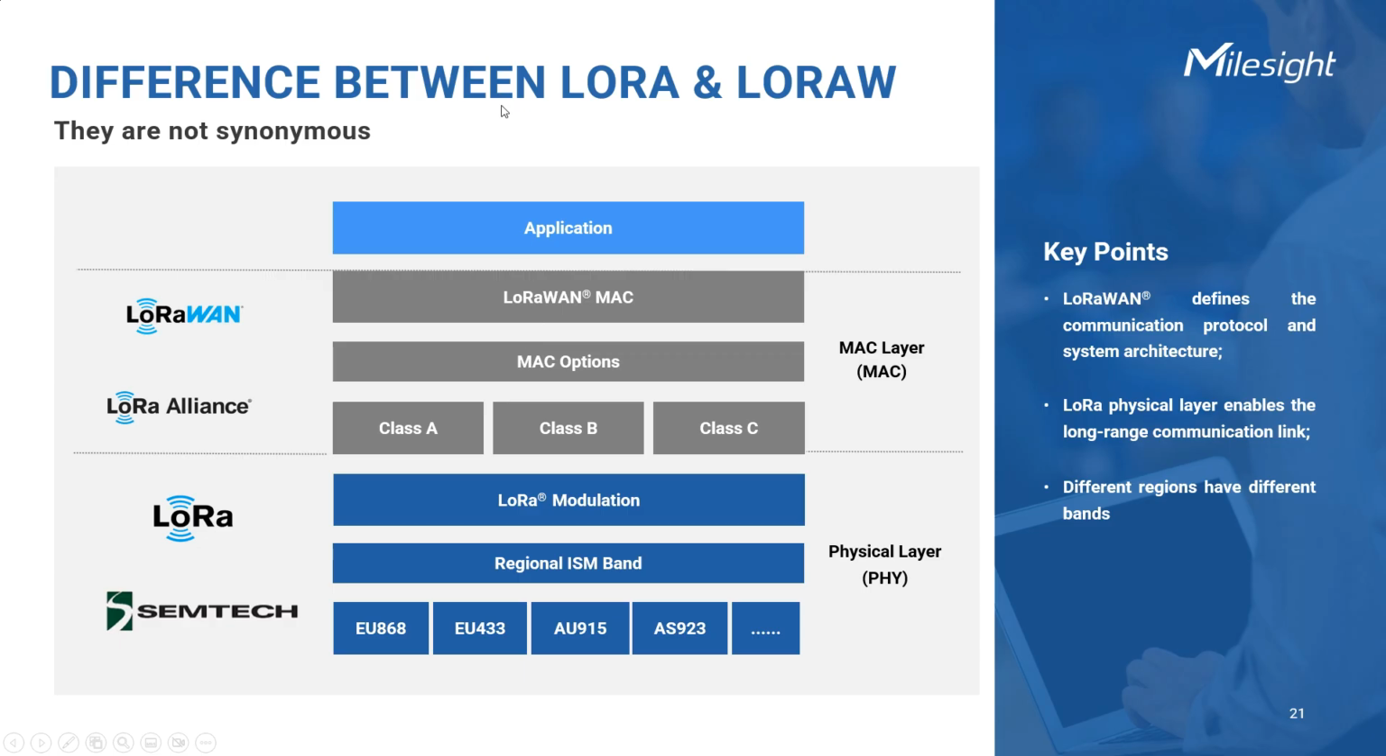And then there's modulation, and LoRa modulation is really about transmitting data over the air in a very efficient way over long range. So that's LoRa. That's really just getting data through the air. Then in the gray part, that is what LoRaWAN does.